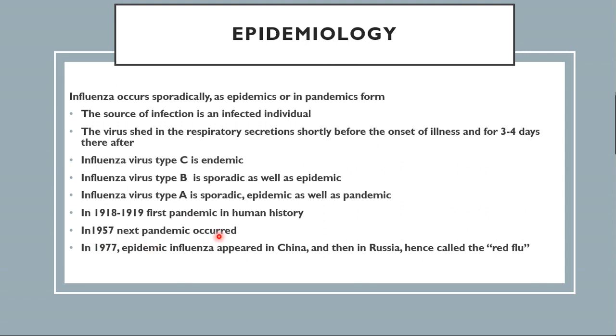The next pandemic occurred in 1957, when the Asian strain originated in China and spread throughout the world within a short period. In 1977, epidemic influenza appeared in China and then in Russia, hence called the red flu. Okay, and this is all about the epidemiology.